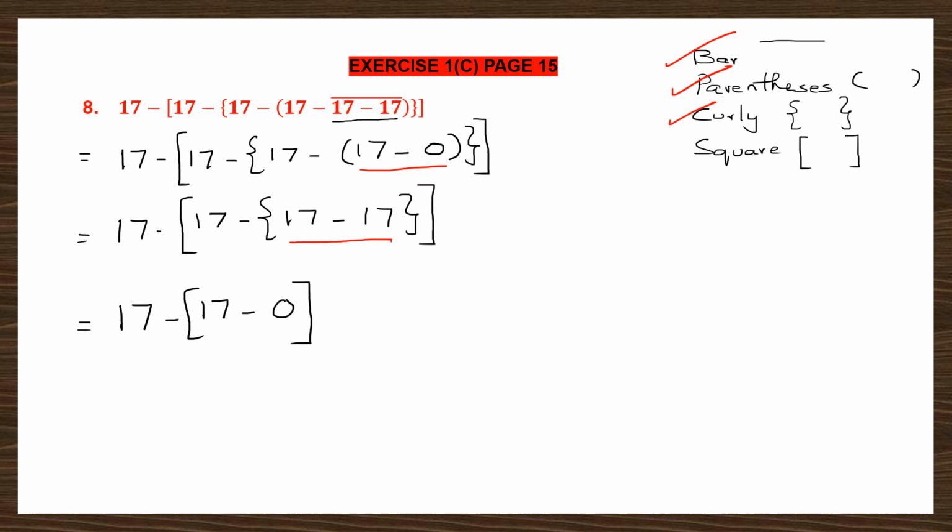Now we have only one square bracket left, so we can work that out. 17 minus 0 is there inside the square bracket, isn't it? So 17 minus 0 is 17. So this is the final step, 17 minus 17, which is 0. So this is our final answer. So the final answer for question 8 is 0.